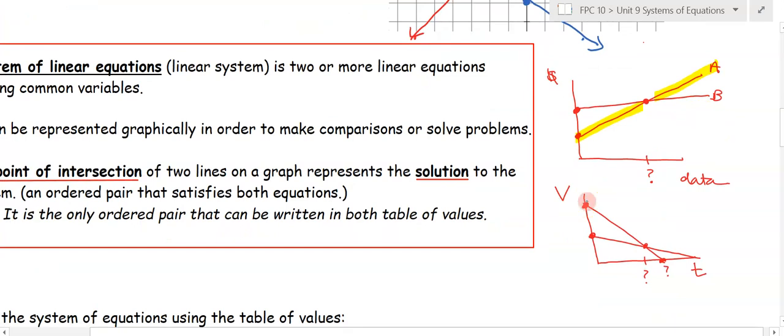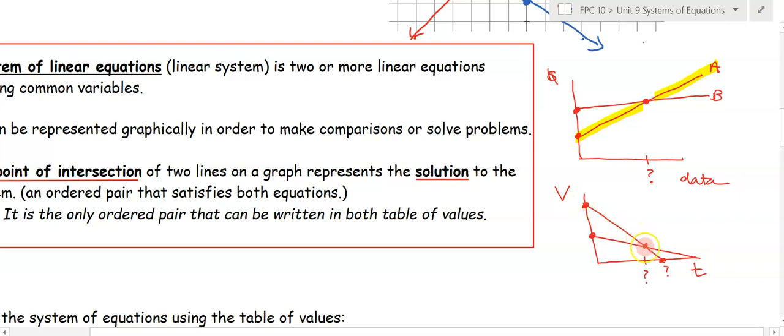One pool has this much water and it's draining at a certain rate. And then we have another pool with so much water and it's draining at a smaller rate, decreasing at a smaller amount each time. You can see there's one point in time in which both pools have the exact same volume, okay?